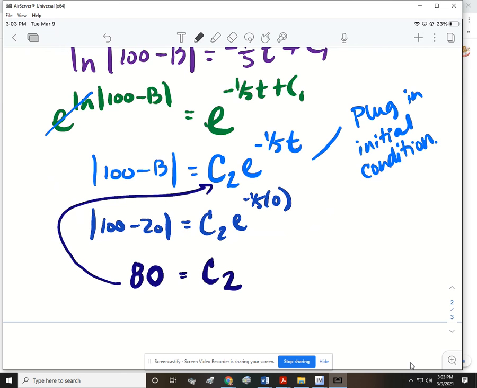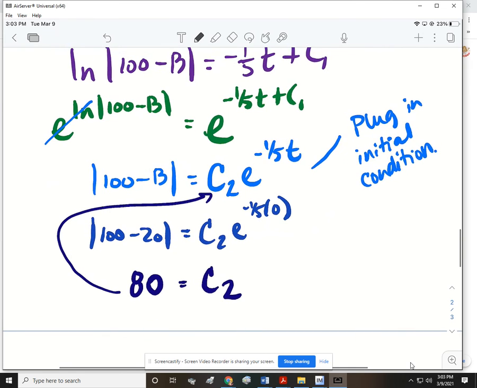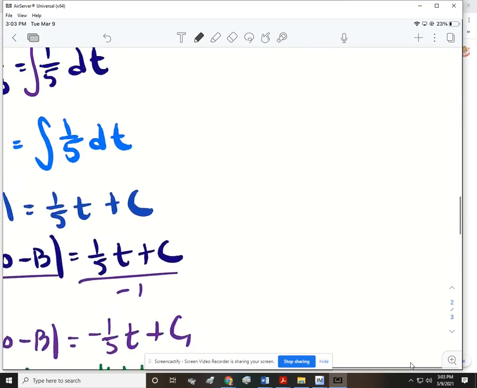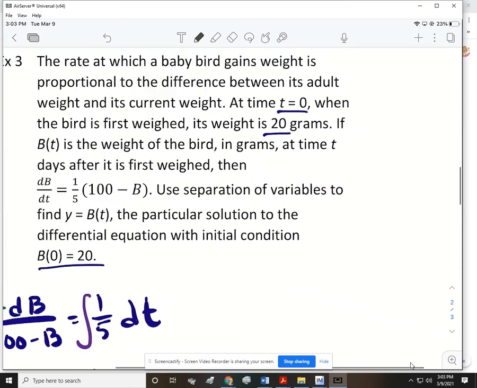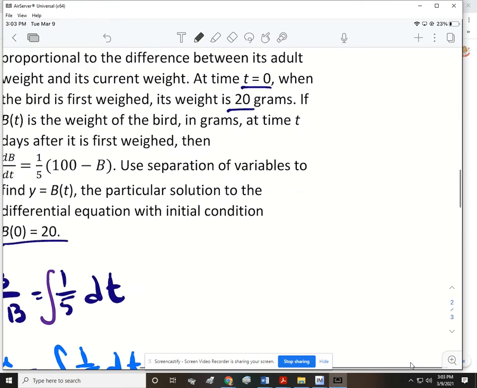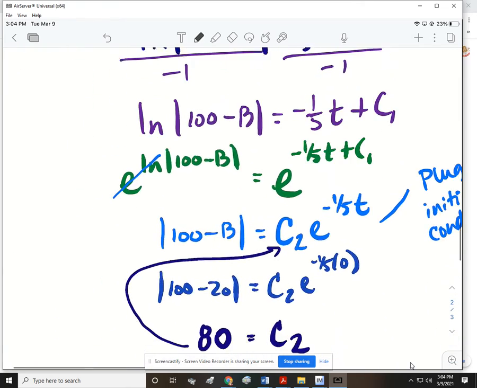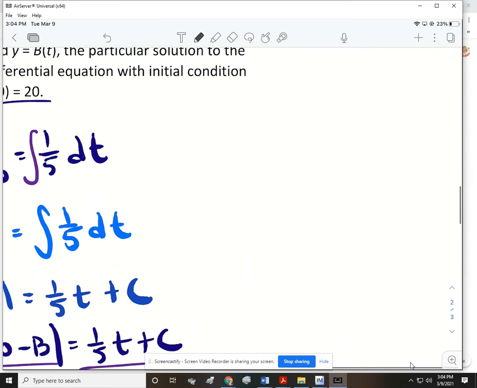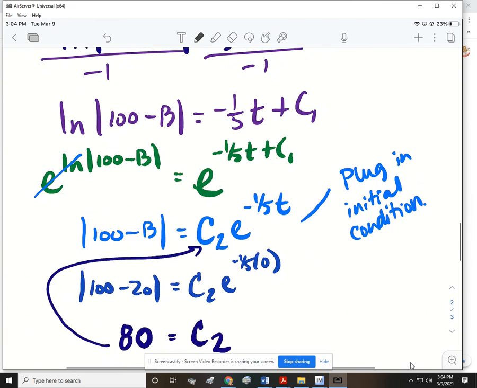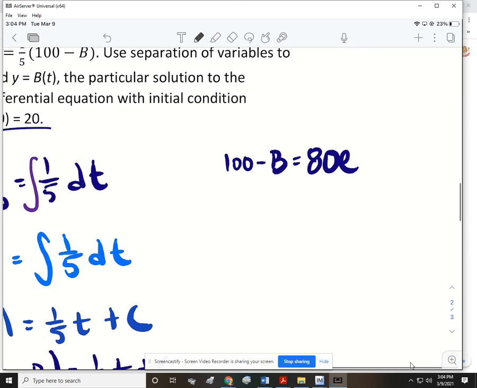Let's talk about these absolute value bars for a second. Now, b is the weight of a baby bird, and 100 grams is the adult weight. So that baby bird is never going to weigh more than it will as an adult. So the absolute value at this point really isn't necessary. So we can drop it off and just have 100 minus b, and then put in our 80 for the c sub 2.